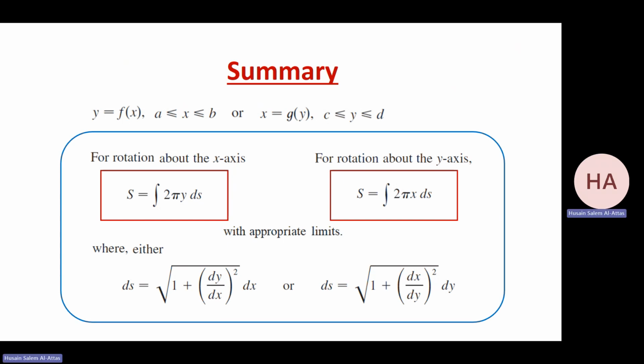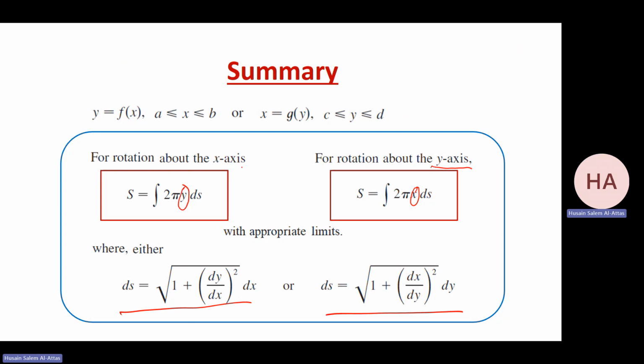Now, this is just to explain it. It's 2 pi y or 2 pi x. For rotation about the y-axis, I have 2 pi x. And for rotation about the x-axis, I have 2 pi y. Sometimes it's y ds, where ds is this or this. So that would make it easier.